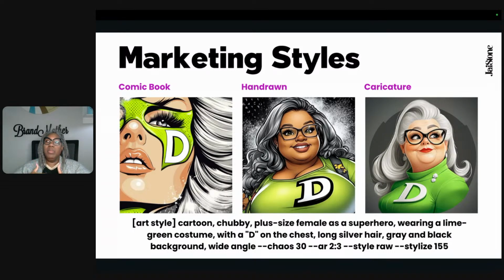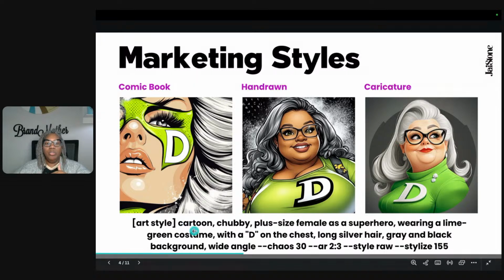It will do a comic book in a real photography. It'll just give it a comic book vibe. Okay, so it's important to still include the art style, right, and the art genre, which is cartoon.